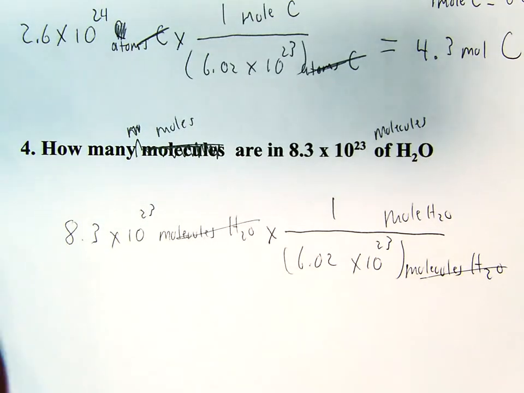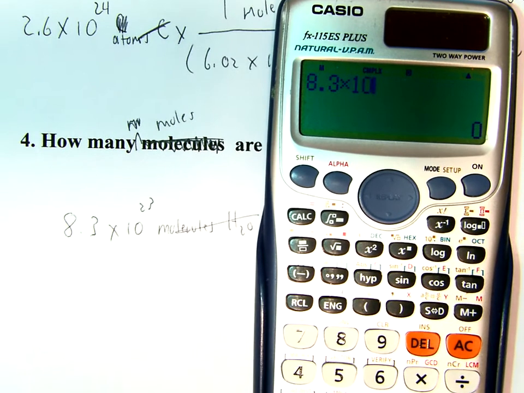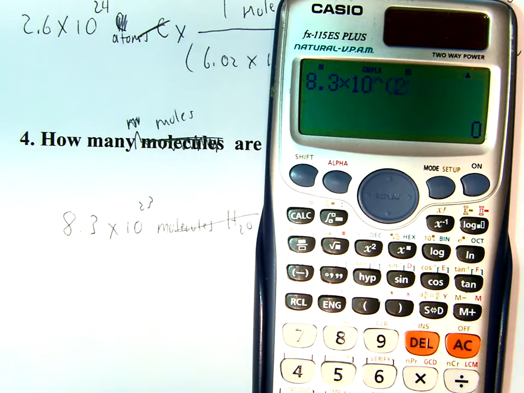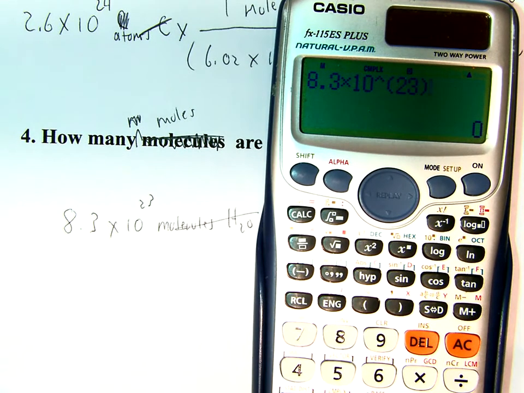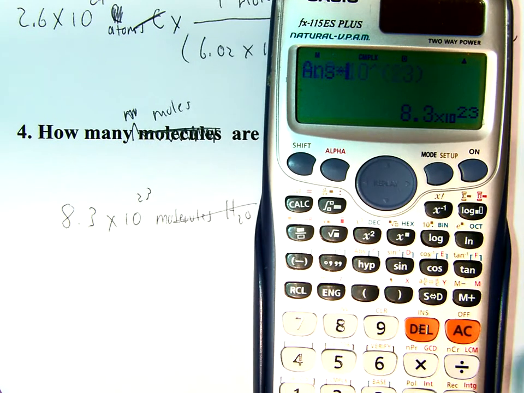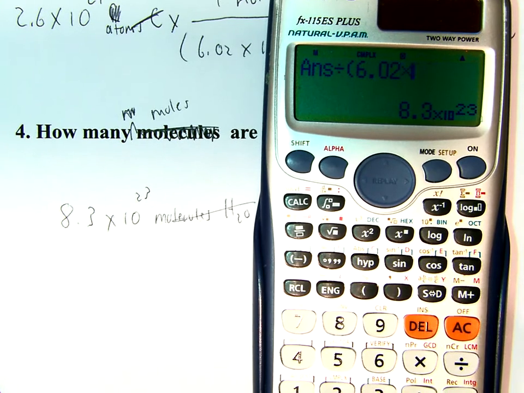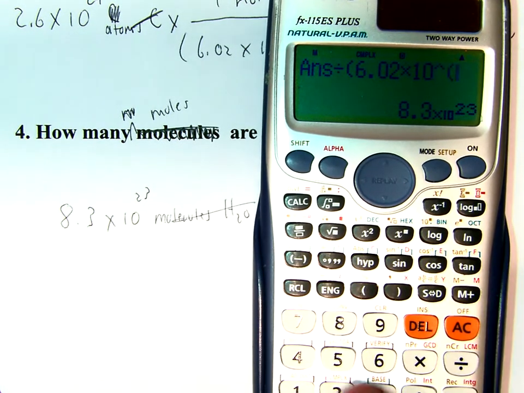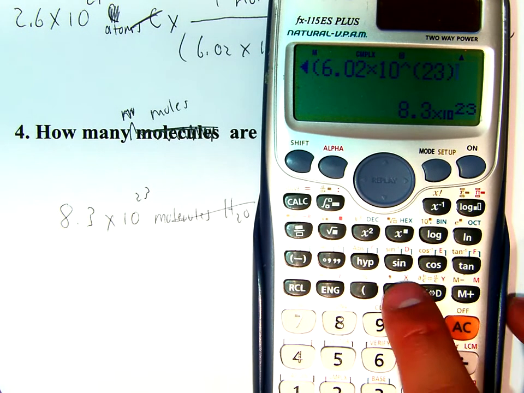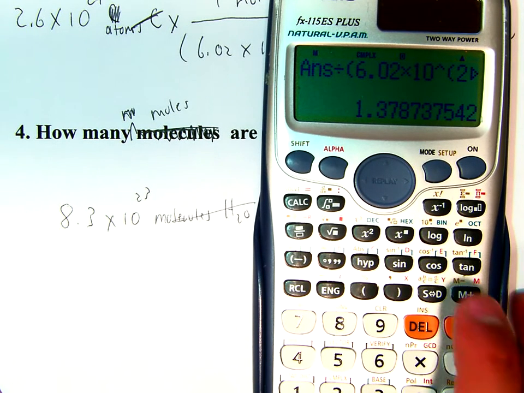Okay? So I'm going to go ahead and put that in the calculator here. 8.3 times 10 to the 23rd. I'm going to click enter on my calculator, save it. Your calculator might be different. Now my answer is saved. And I'm going to go ahead and click divide. Put some brackets. 6.02 times 10 to the 23rd. Close the brackets. Enter. My answer is 1.37.